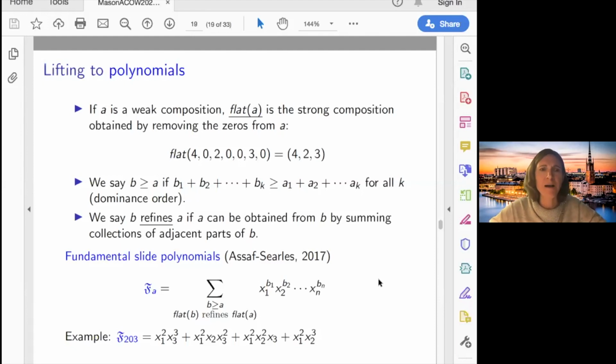And so Assaf and Searles used this to define the fundamental slide polynomials. The reason they're called slide polynomials is you can think about it as sliding the exponents over.